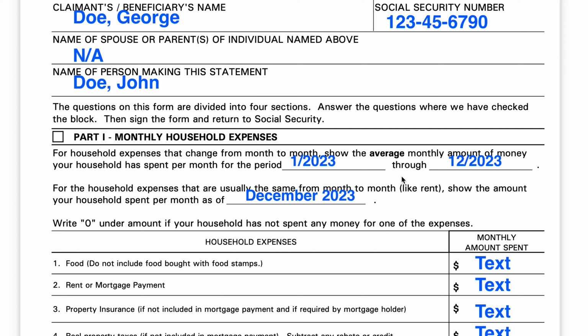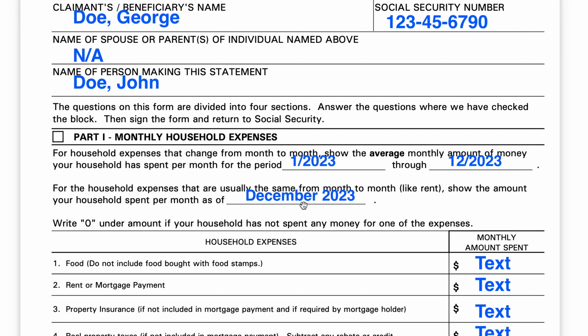So in this case, for the entire calendar year of 2023, average out the variable expenses like food and groceries, certain utilities, things that don't have a fixed dollar amount. Or they may say for those things that have a fixed dollar amount from month to month, like your rent, then put the amount based on a certain month. And of course, if there's an item or one or more items that do not apply, then you can always enter 0.